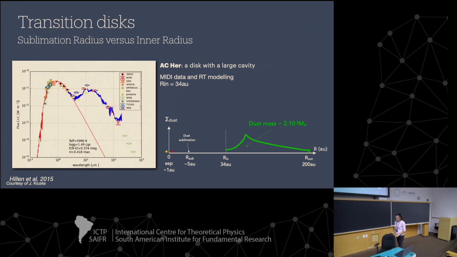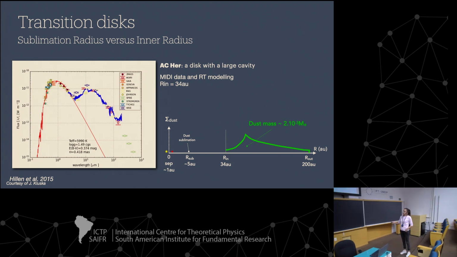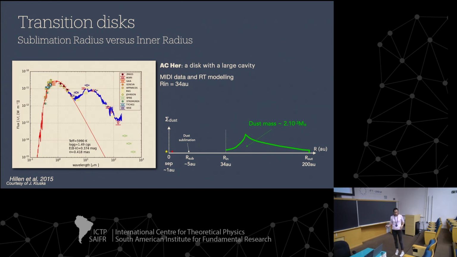So it's kind of tricky, right? But they knew a priori that this was indeed a binary, so they knew that this was not a shell, but indeed the shape of a disk. So it's a transition disk with a large cavity in the middle. It means that the cavity is not emitting anything. There's no dust. There's no material. So we don't see it.